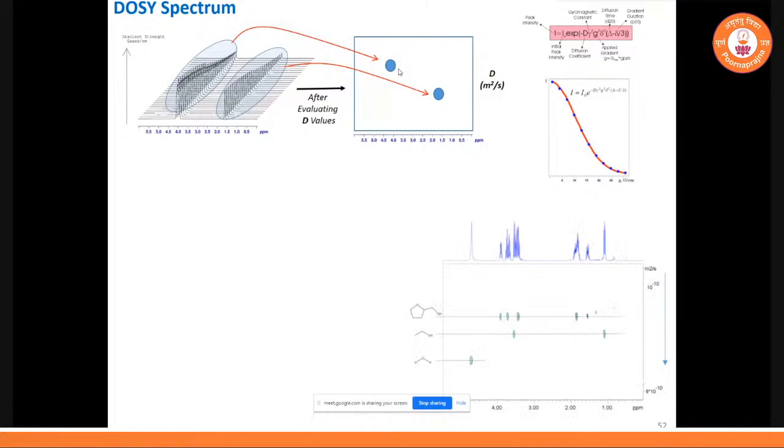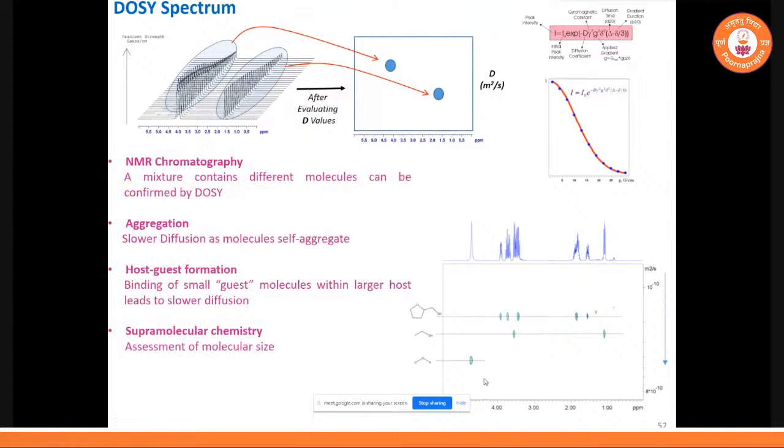So for example, we have three different components in your system. Now it is separated based on diffusion coefficient. If you have a bigger molecule, of course it will diffuse slower. So it will come at low diffusion coefficient. As the molecular size decreases, it will diffuse faster. So your diffusion constant will be more. So that will come at a different level. So this is nothing but what in NMR we call NMR chromatography. A mixture containing different molecules can be confirmed by DOSY. In chemistry, in chromatography, they are doing the same thing. They separate the mixture using a column. So similarly, we can do it in NMR in one experiment.